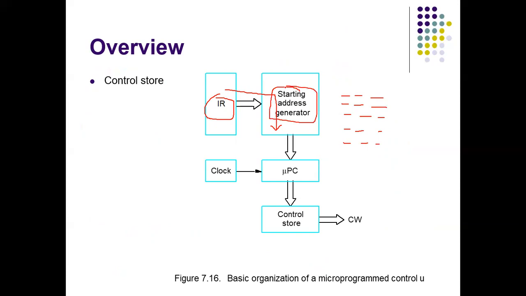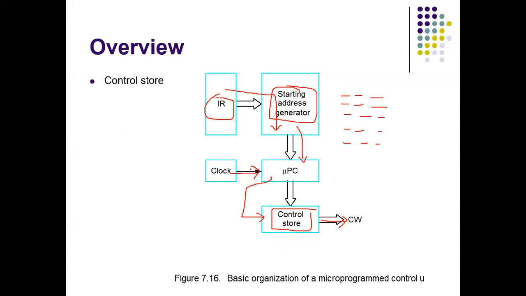And where are micro instructions stored? They are stored in the control store. That starting address will first be generated by the starting address generator, and from there it will go to the micro PC. During the first clock cycle, only those instructions which are referred to by the starting address will be enabled, and that is the control word. The control store contains all instructions.